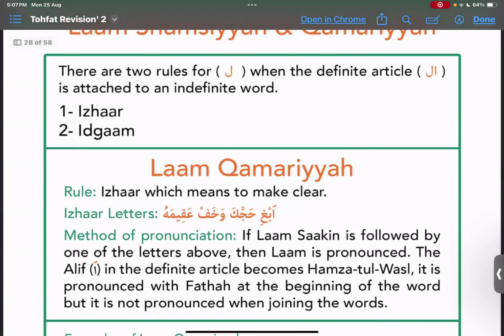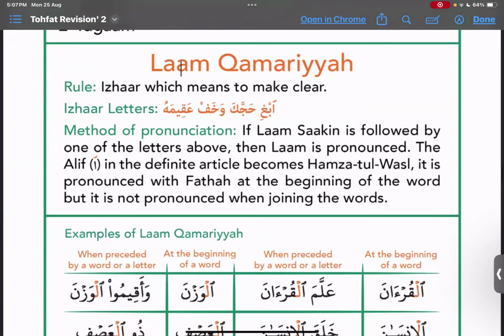First ruling, the ruling of lam Qamariya. Why do we call it Qamariya first off? We call it Qamariya, meaning lunar, because the Arabic word for moon, Al-Qamar, is an example of this ruling, Al, in which the lam is made clear. So if lam sakin in the term al is followed by any of these letters above, then the lam is going to be pronounced nice and clearly.